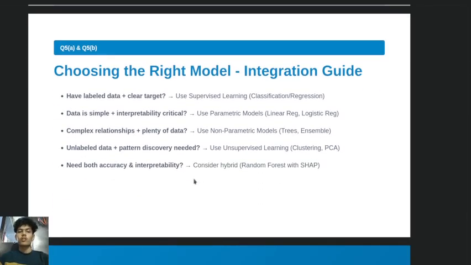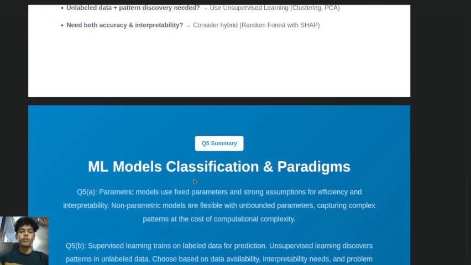Here we can see the choosing the right model integration guide: labeled data plus clean target, data is simple plus interpretability critical, complex relationship plus plenty of data, unlabeled data plus pattern discovery needed, need both accuracy and interpretability.